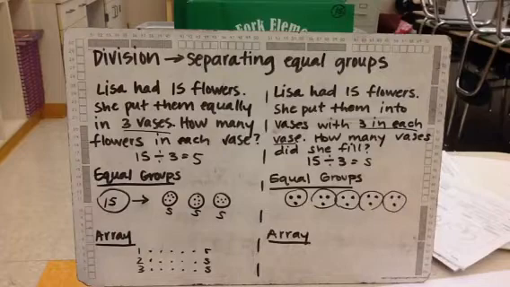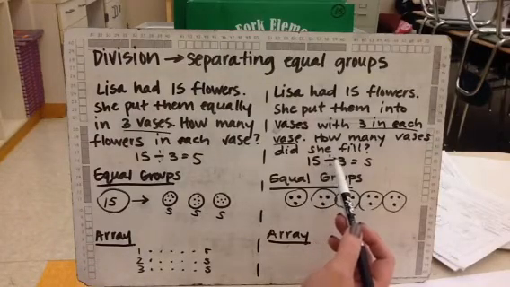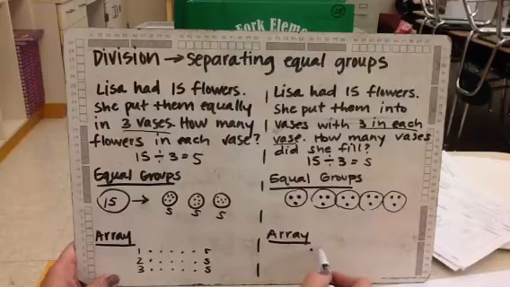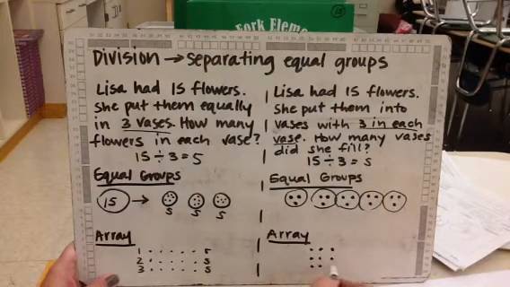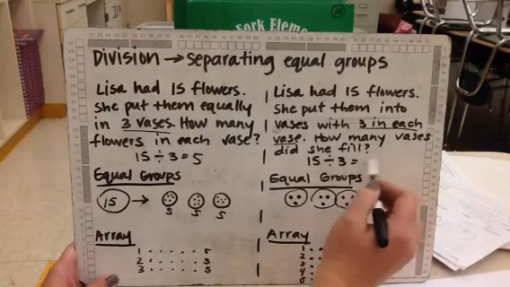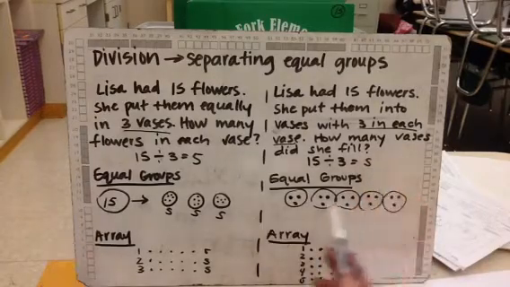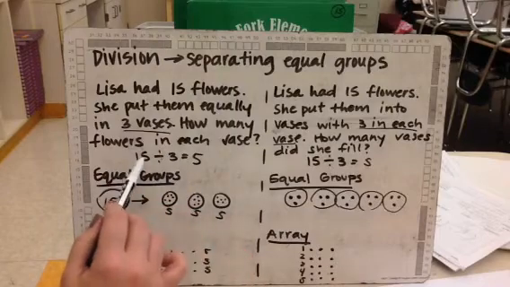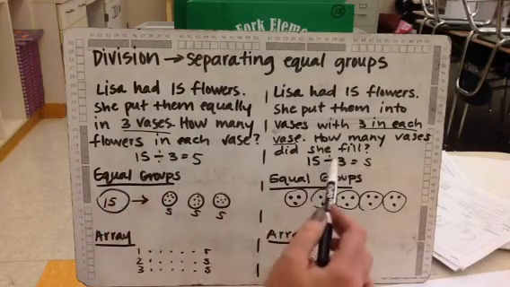Let me do that same thing with an array. I cannot number how many vases I have yet, so I'm just going to make groups of 3, taking my 15 flowers and putting them into groups of 3. So I'm going to do 1, 2, 3, 4, 5, 6, 7, 8, 9, 10, 11, 12, 13, 14, 15. So vase 1, 2, 3, 4, 5. I made 5 vases of 3. Again, same quotient, but it means something very different. This is 15 divided into 3 groups, versus 15 divided into groups of 3.